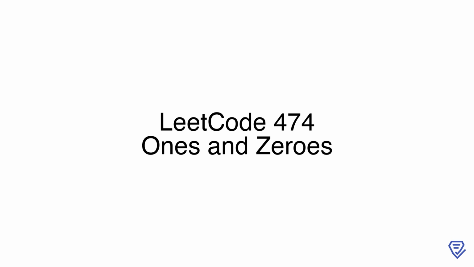Welcome! Today, we'll be exploring problem number 474, Ones and Zeroes. This is an interesting problem that challenges our understanding of dynamic programming and combinatorial optimization. Let's dive into the problem details and explore some effective solutions.